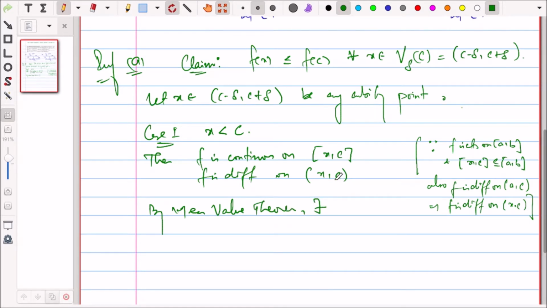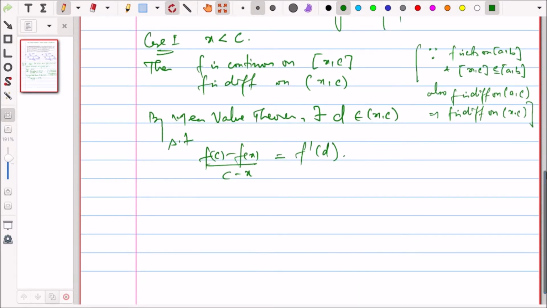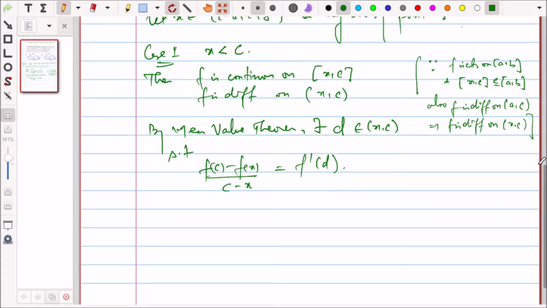there exist, अब क्या आएगा, क्योंकि x और c ले रखा है हमने तो हमें कुछ नया नोटेशन देना होगा. So let us call it as d(x). ठीक है, it depends on x, so let us call it d. There exists d belonging to the interval x to c such that क्या हो जाएगा, (f(c) minus f(x)) upon (c minus x) is equal to f dash d, right? Yes, sir. So f(c) minus f(x) is equal to f dash d times (c minus x).